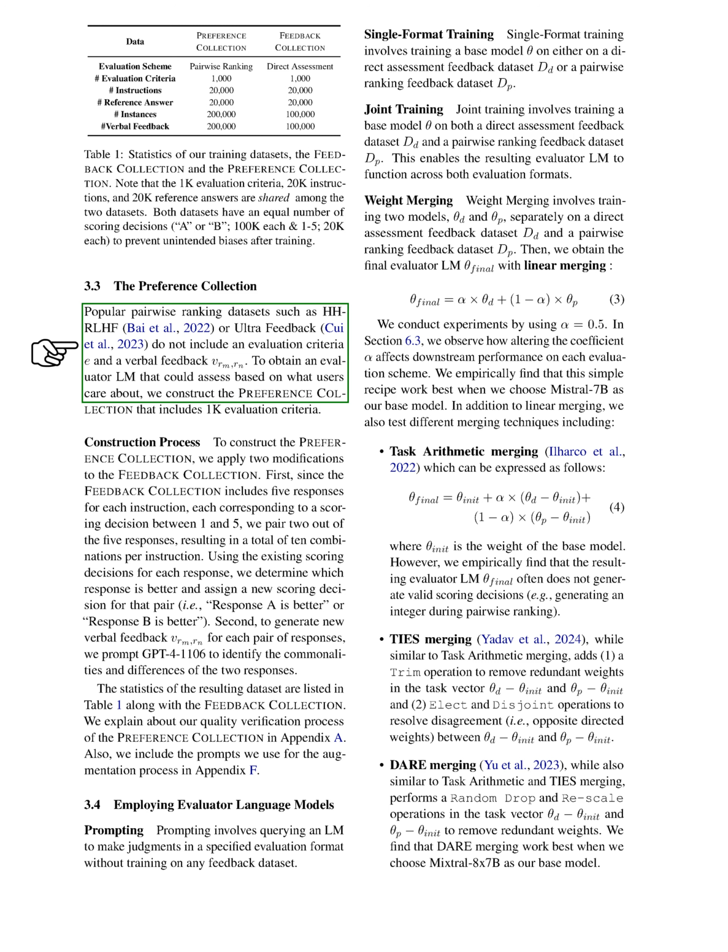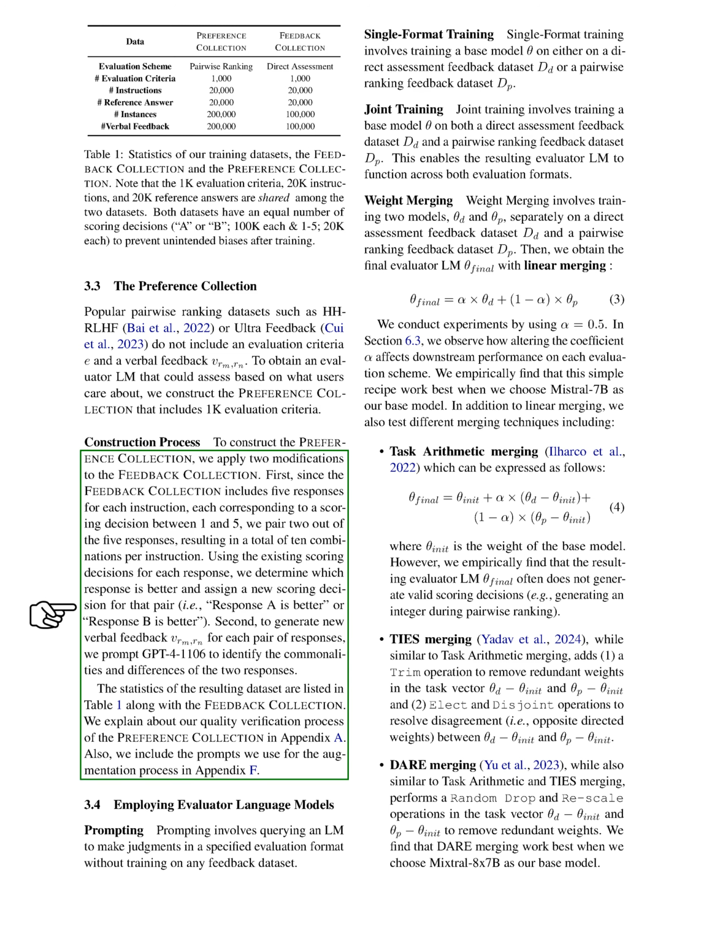To create an evaluator LM that reflects user preferences, we develop the Preference Collection, which includes 1,000 evaluation criteria. We modify the existing Feedback Collection by pairing responses and generating new verbal feedback for each pair using GPT-4-1106. The resulting dataset statistics are presented in a table along with the Feedback Collection.